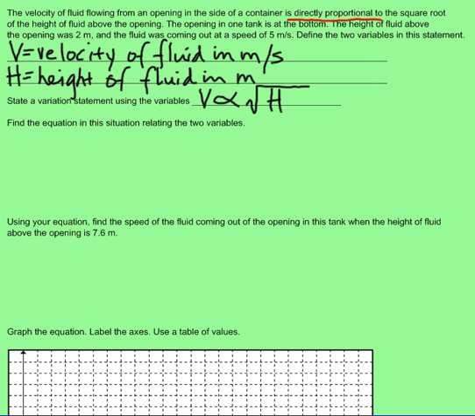All right, find the equation. That's simply replacing the proportional symbol with an equals, throwing in a constant, and then we're going to sub in our numbers and find out what the constant is. The height of the fluid above the opening was 2, so square root 2. And the fluid was coming out at a speed of 5.